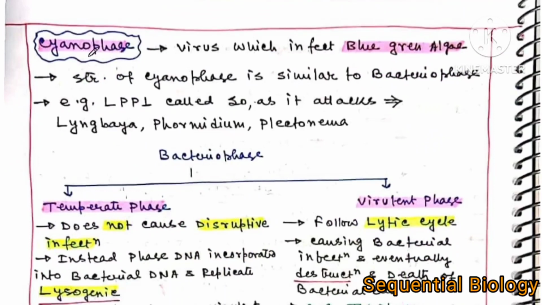And the next is cyanophage. Cyanophages are also viruses which infect blue-green algae. They attack blue-green algae or cyanobacteria. The structure of cyanophage is similar to bacteriophage. An example of this cyanophage is LPP1, called so as it attacks Lyngbya, Phormidium and Plectonema. These are examples of blue-green algae, and LPP1 is an example of this cyanophage.